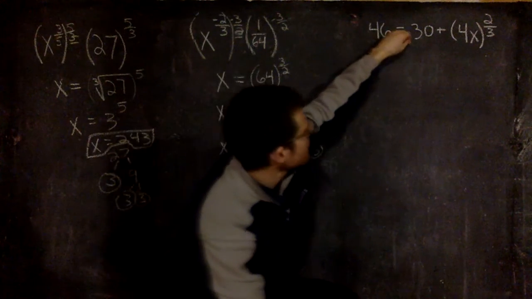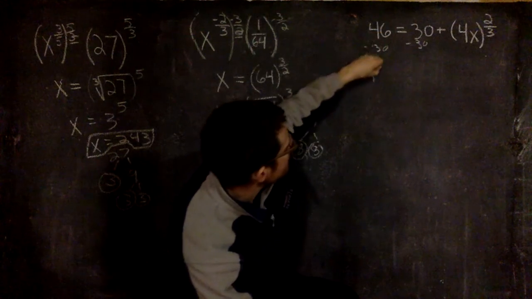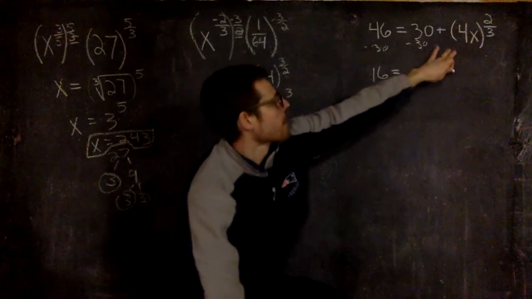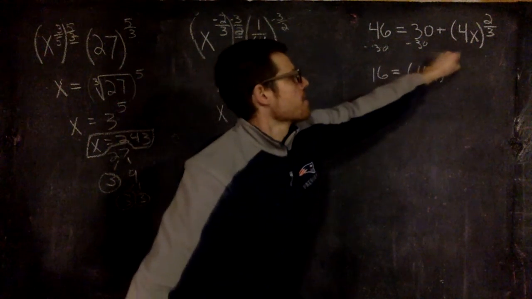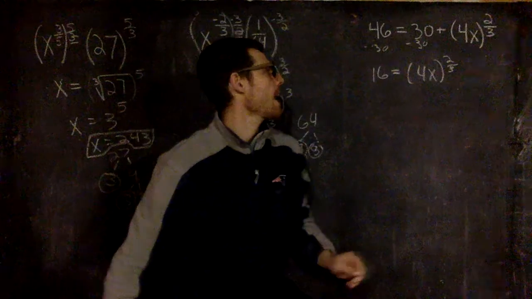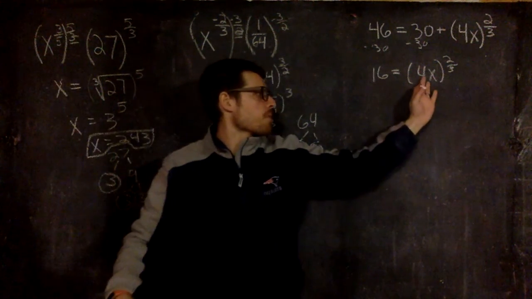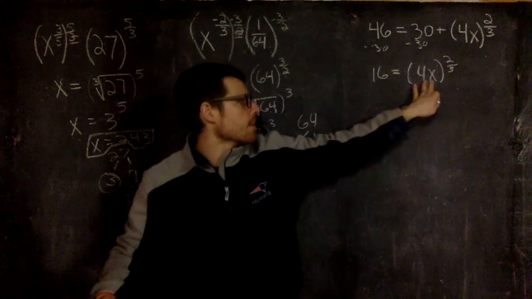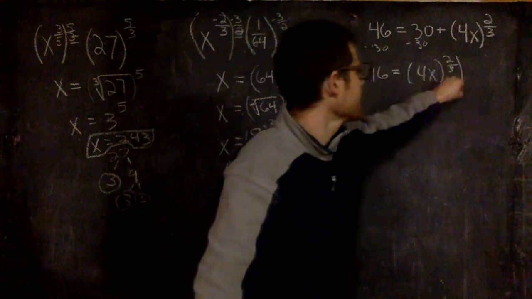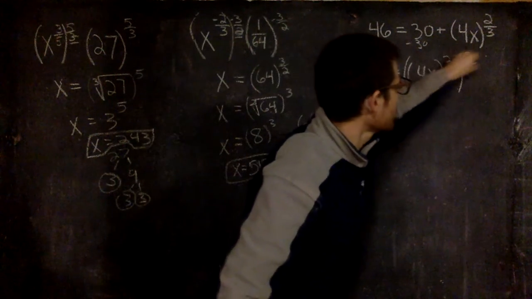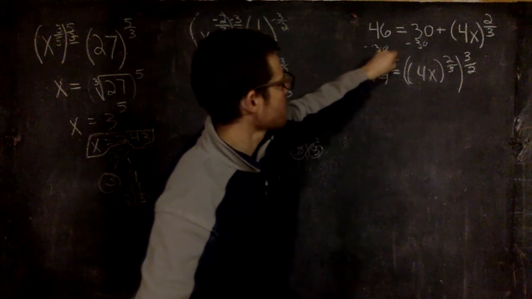If I get rid of the 30 with a minus 30, now I end up with 16 on this side, which is a single number. But on this side, I only have a single thing, which is 4x to the 2/3 power. Now we can do the same trick that we did when we were over here. Even though it's a group of things inside, it's still labeled as a group because of the parentheses. So I'm happy now saying, let's take this whole thing to the 3/2 power. Let's take this thing to the 3/2 power.